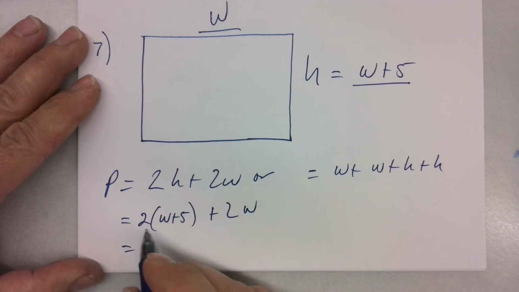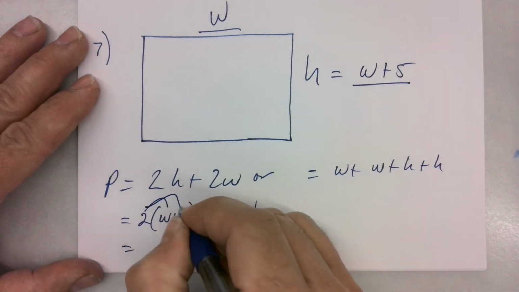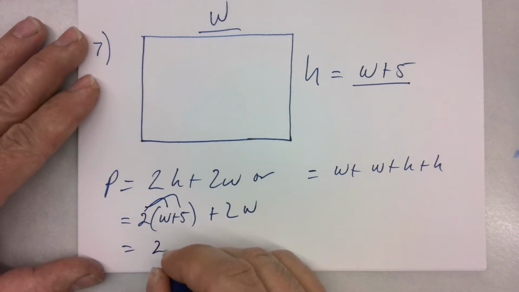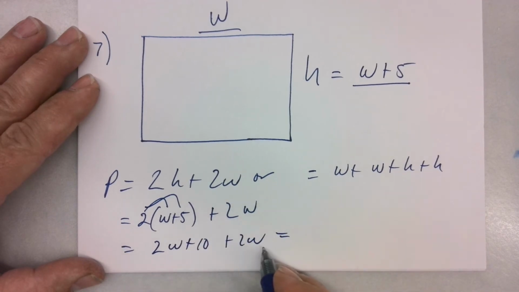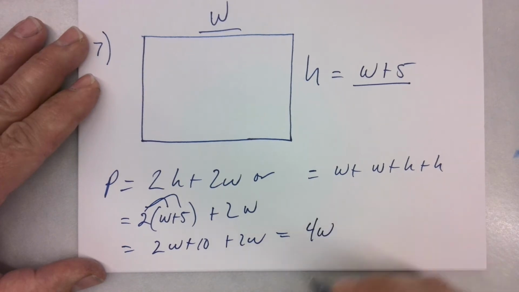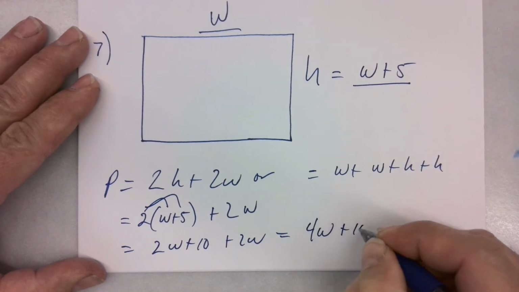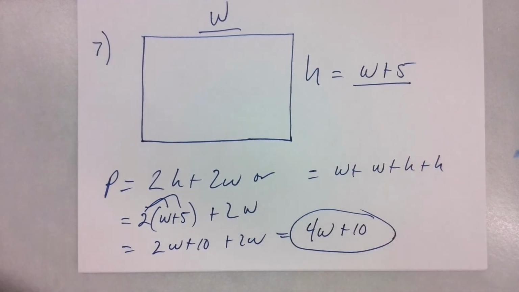Well, what am I going to do here? Distribute, and I'm going to get 2W plus 10 plus 2W. Now I'm going to combine like terms, and I'm going to get 4W plus 10. Something like that. Anybody have that besides me?